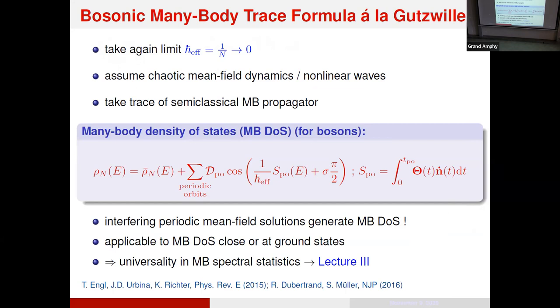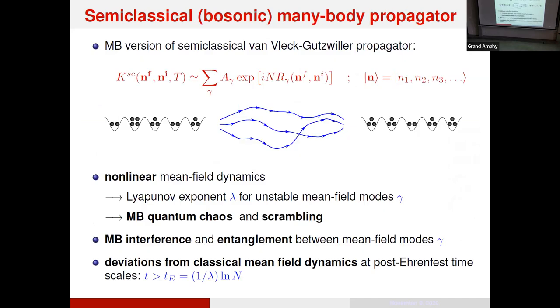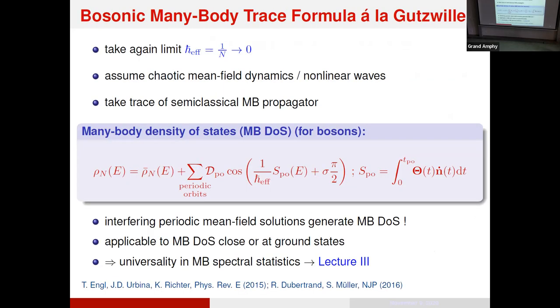So the many body density of states now has again a mean part, and a part where I should not have written periodic orbits, but rather periodic mean field modes. Those are now closed and periodic, but still mean field modes. They enter as a classical action over h bar effective in the cosine form, very similar to Gutzwiller, but everything now in this Fock space. That means many body interference for the density of states shows up as interference between mean field solutions.